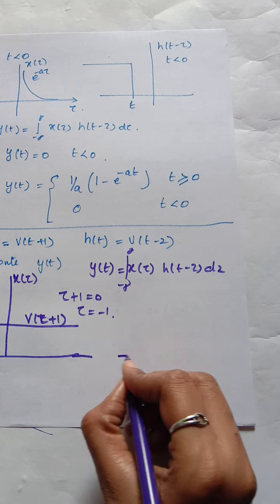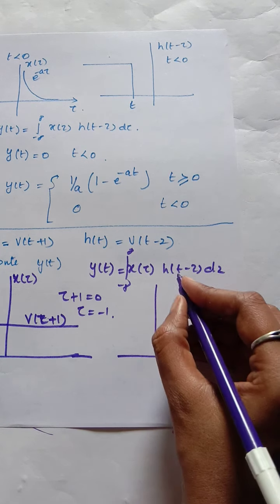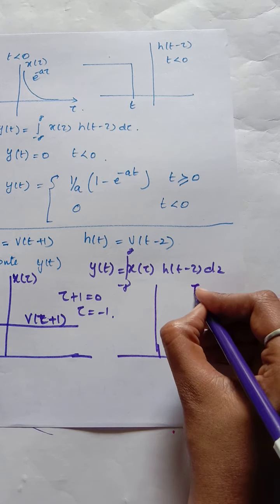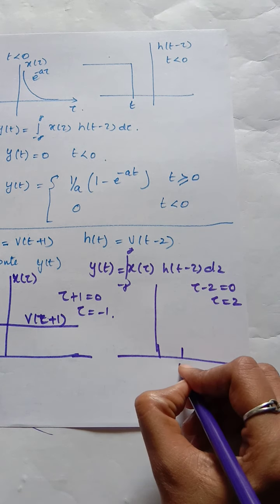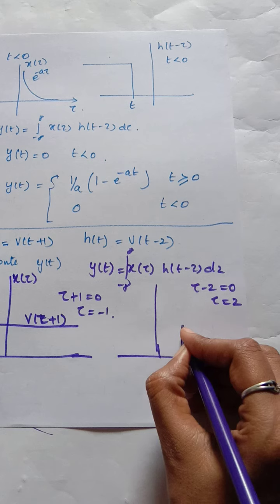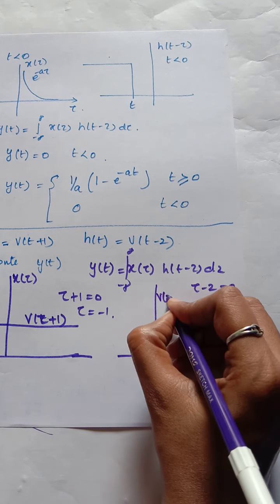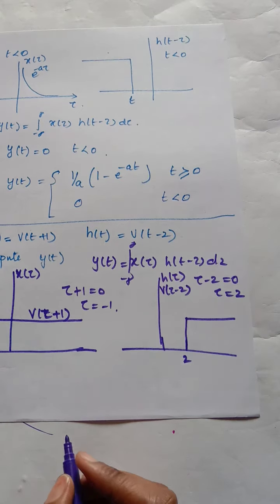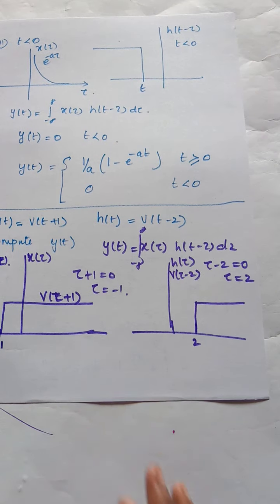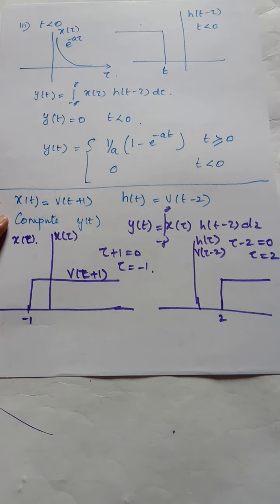Similarly here I need to represent this. So here tau minus 2 is equal to 0, tau is equal to 2. So at 2 you will have a unit step. Okay, so this is u of tau minus 2, which is nothing but your h of tau. Okay, now we need to perform the convolution for this one.